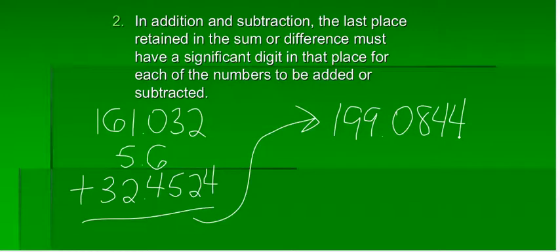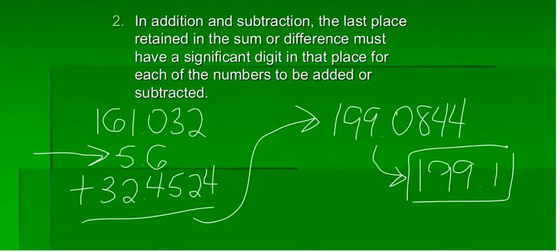Now in addition, I'm looking at the number of places after the decimal. 5.6, there's one place after the decimal. There's my least precise measurement. So I can only have one place after the decimal, so I would round this off to 199.1. So in this case, my least precise measurement had one place after the decimal, and that's why I lined up the decimal places when I added these together.